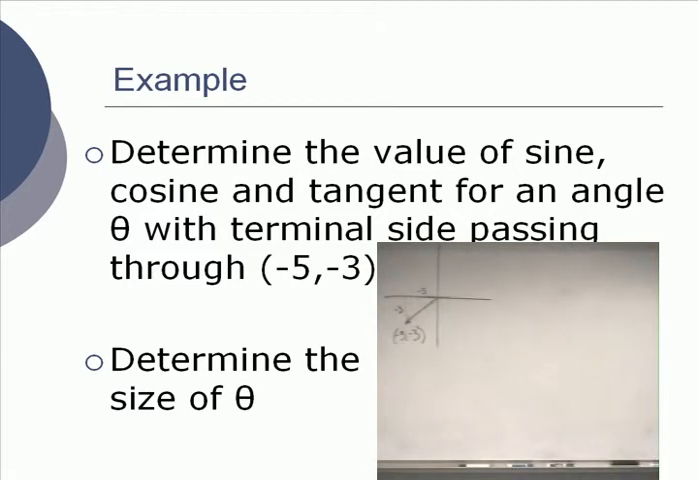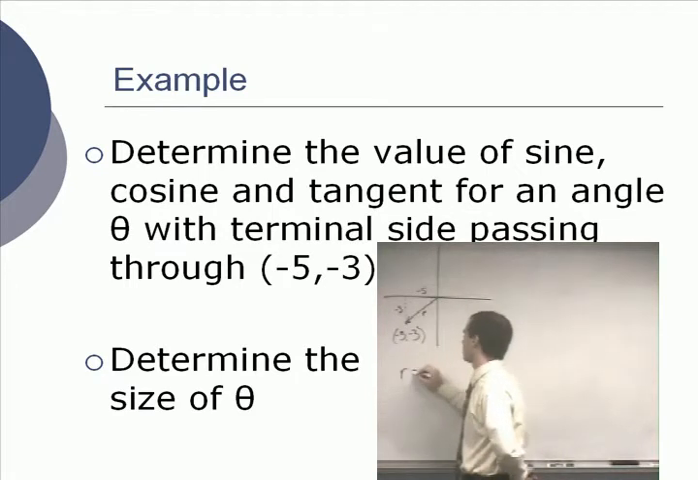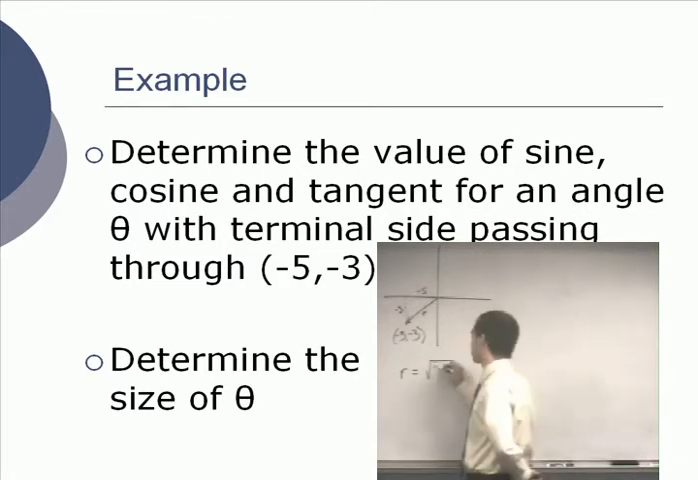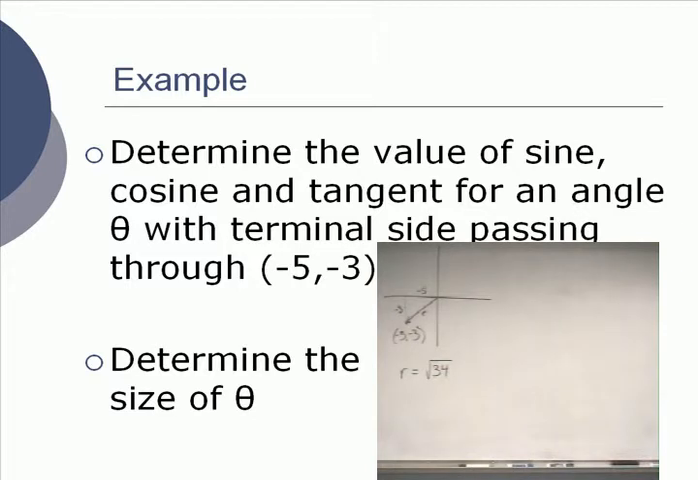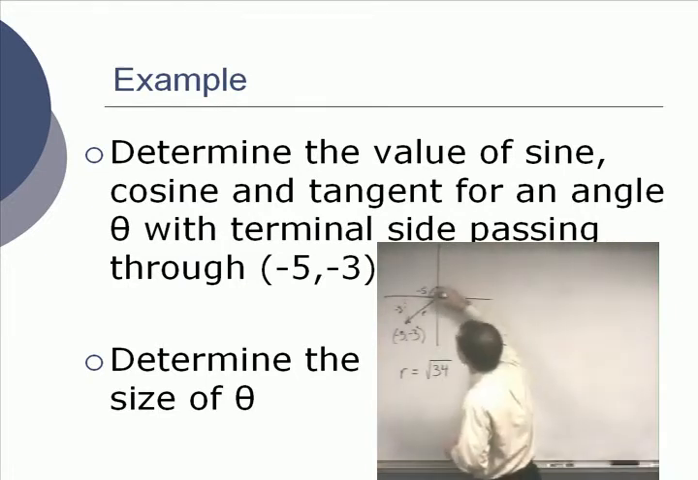Okay, well then you can use the Pythagorean theorem to figure out what the r value is, or the hypotenuse. Negative 5 squared plus negative 3 squared. Square root of 34. Okay, hypotenuse r is the square root of 34. Everybody agree with that? Okay, well now we can find the trig ratios. We can slam them out here. This is our reference, that's our angle theta.